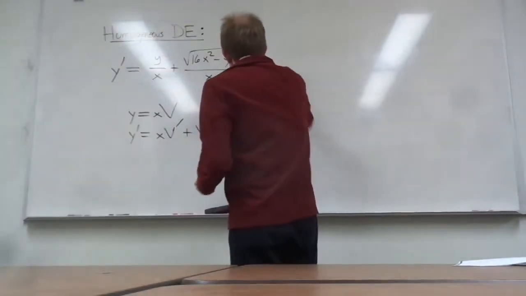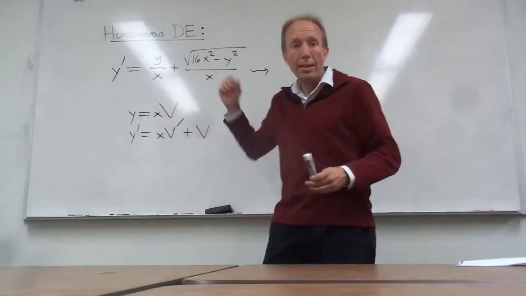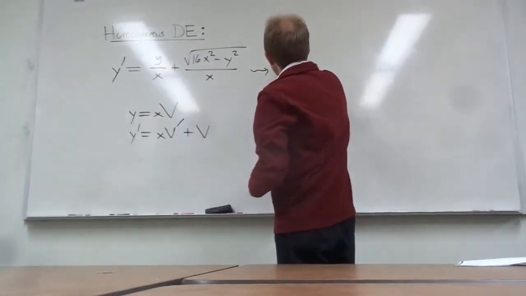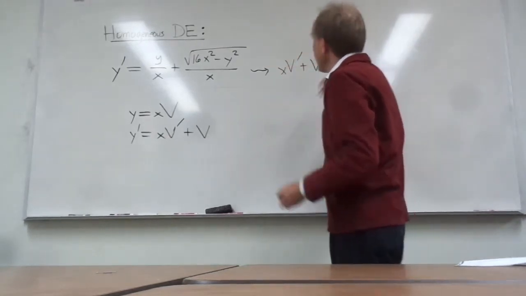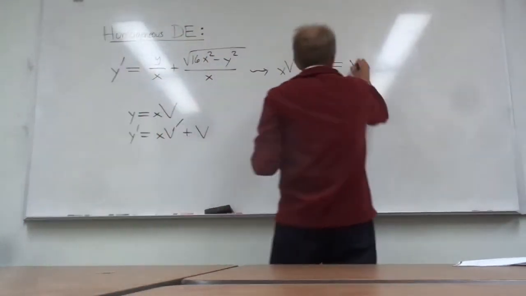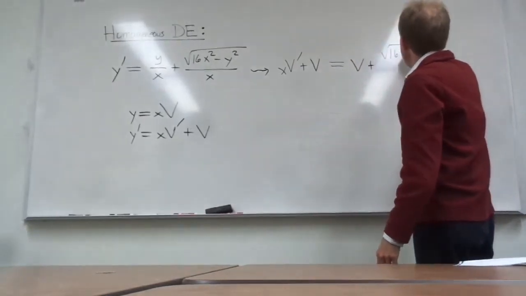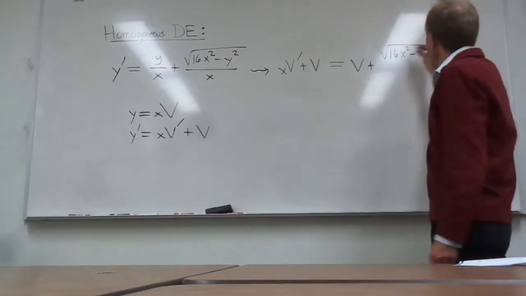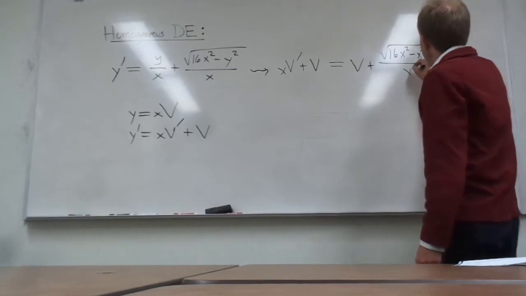And then the idea is just to go ahead and plug in everything we see here in terms of x and v. So on the left side, I have y prime. That becomes xv prime plus v, all right? And then on the right side, notice I have y over x right here. Well, y over x is just v. All right, and then the second term is a little more complicated. I have the square root of 16x squared minus, well, y squared is going to become x squared v squared, all of that over x.